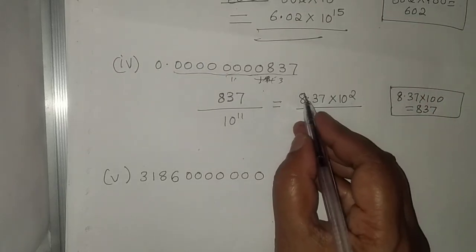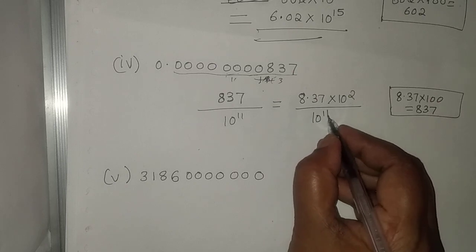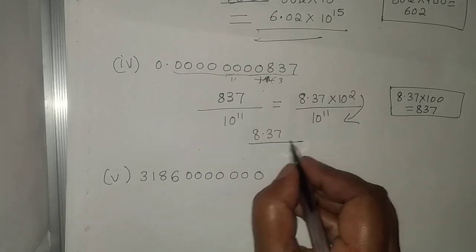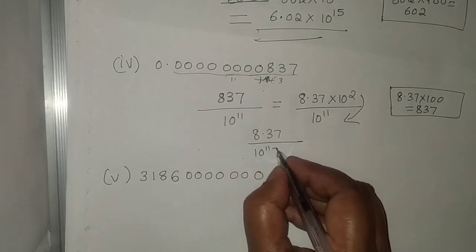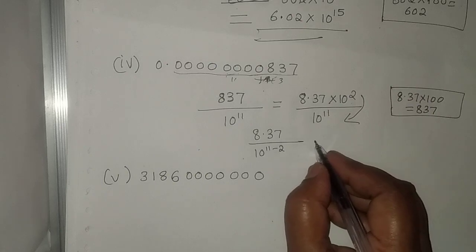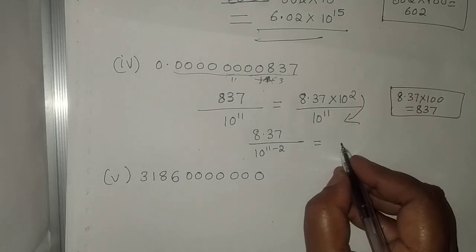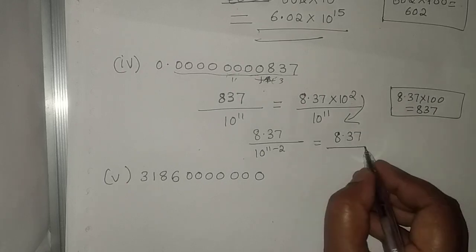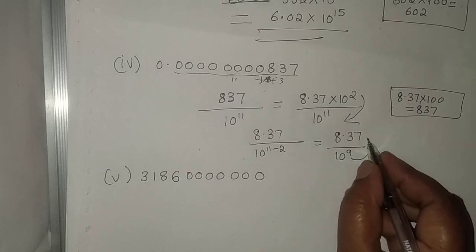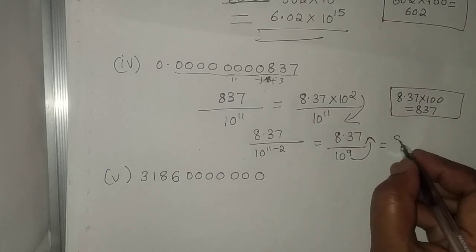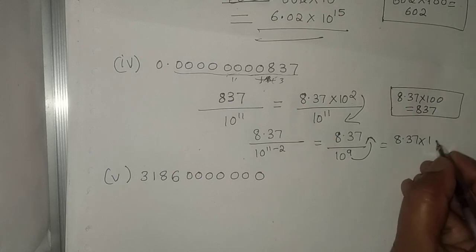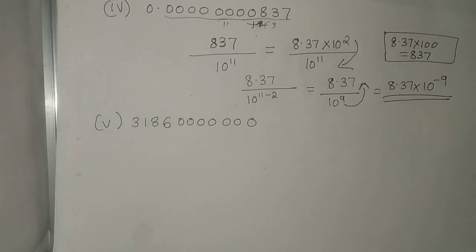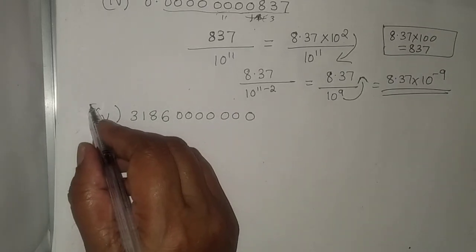So here also same thing, divided by 10 power 11. Then 8.37, bring this to the denominator, then 11 minus 2 will be equal to 9. So 8.37 by 10 power 9, bring to the numerator, then this becomes 8.37 into 10 power minus 9. So this is the general form. We kept this in the general form.